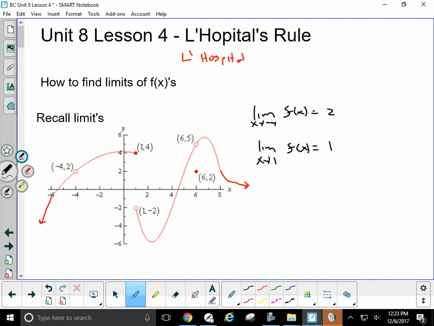Now here at 6, we have a limit and we have a function value. They're just not in the same spot. So we'd say the limit as x approaches 6 of the function is 5, but f of 6 is 2.